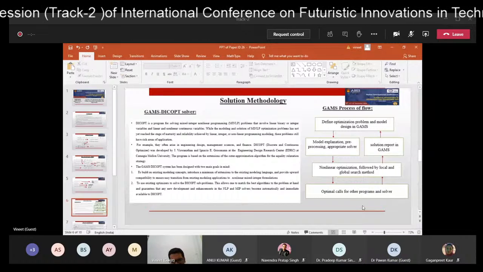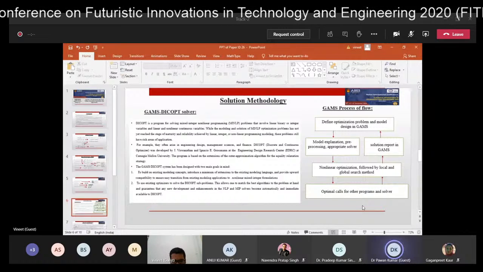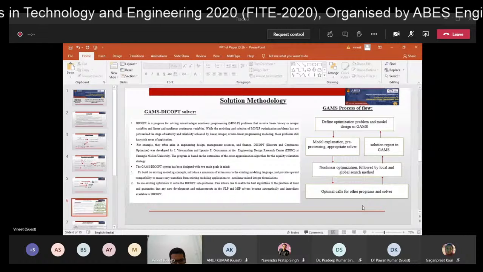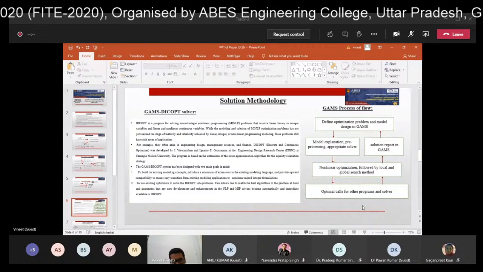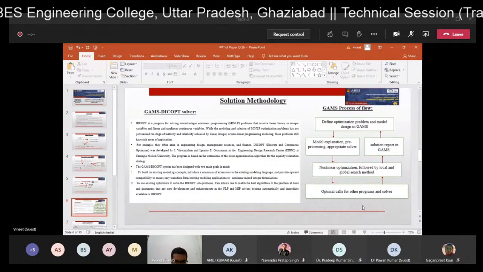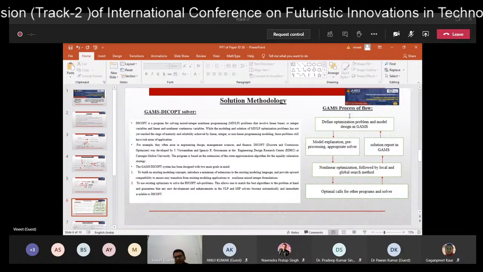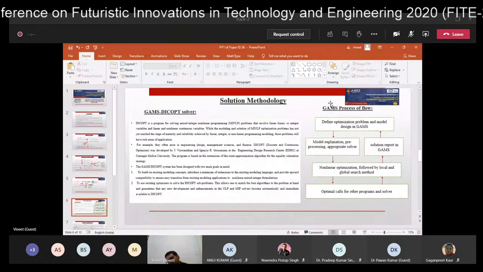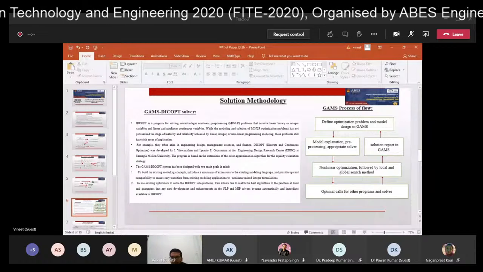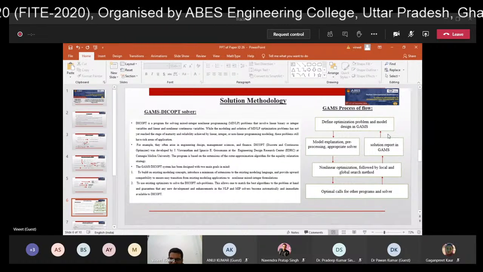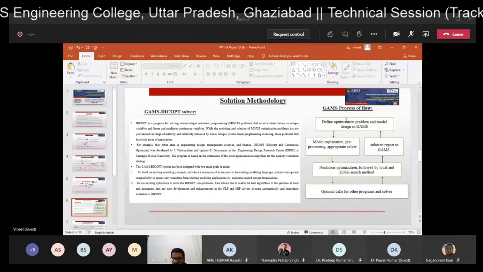The basic thing is, why have I chosen the DICOPT solver? The importance of this is that the DICOPT solver works on the outer approximation algorithm. So that's why I have used this one. Now, the right hand side is the basic flow chart of how the unit commitment problem is modeled in GAMS and the complete GAMS process flow.